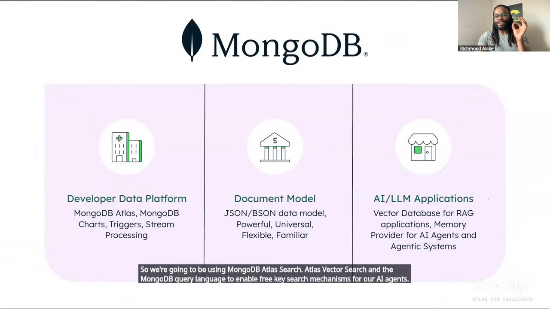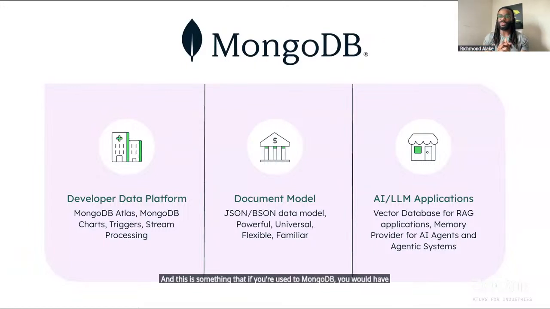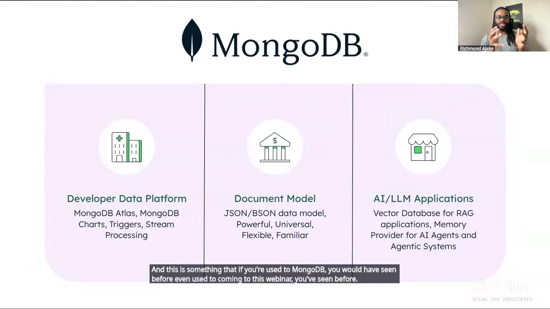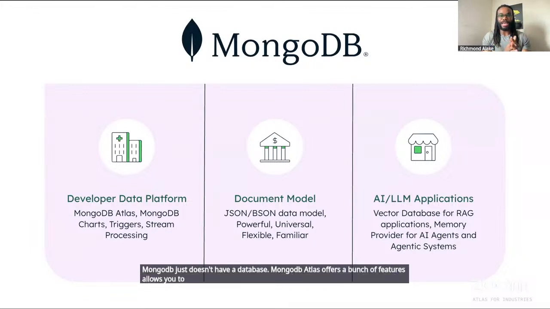And this is something that if you're used to MongoDB, you would have seen before. If you're used to coming to this webinar, you've seen it before. MongoDB is not just a database. MongoDB Atlas offers a bunch of features that allow you to build modern AI applications: triggers, MongoDB Charts, and stream processing.